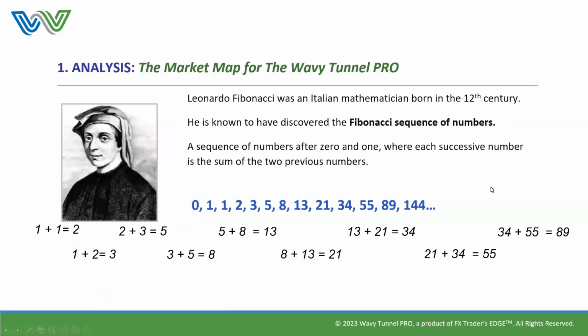Now, Leonardo Fibonacci was an Italian mathematician born in the 12th century, and he discovered the Fibonacci sequence of numbers, which you can see in blue on the screen. A sequence of numbers after 0 and 1, where each successive number is the sum of the two previous numbers. This Fibonacci sequence is how we get our retracement ratios, our extension ratios and our expansion ratios. It's really key, and it's used in Elliott wave analysis, and we're going to see later on in harmonics with Scott.